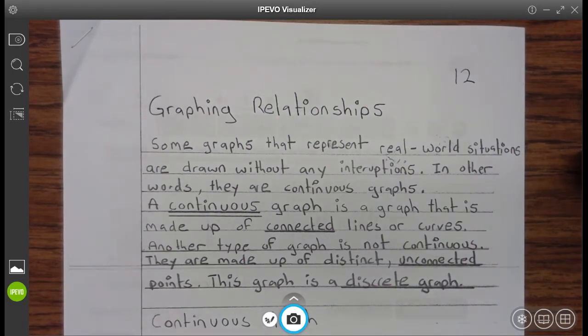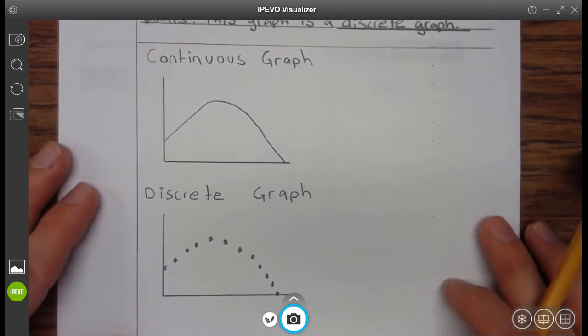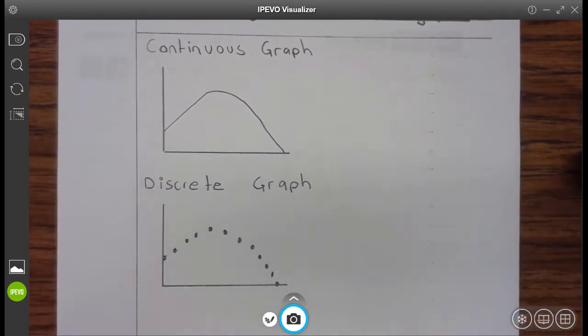Some graphs that represent real-world situations are drawn without any interruptions. In other words, they are continuous graphs. A continuous graph is a graph that is made up of connected lines or curves. Another type of graph is not continuous. They are made up of distinct, unconnected points. This graph is a discrete graph. Here is an example of a continuous graph, and here is an example of a discrete graph.